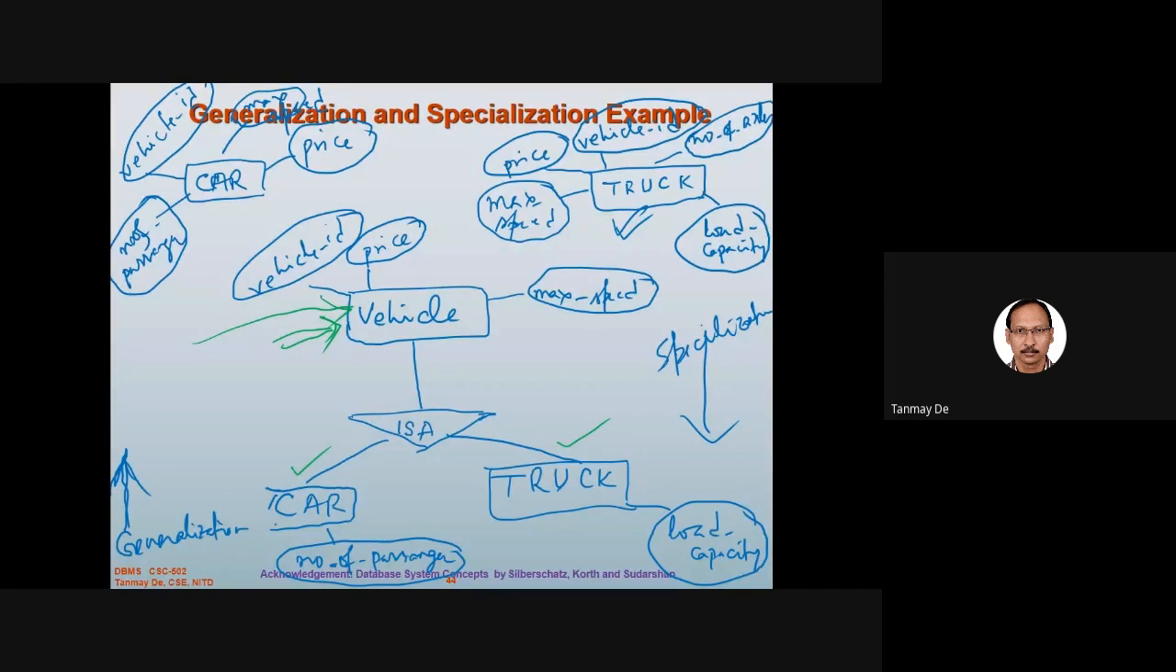If all the vehicle entities in this vehicle entity set participate either in the car or in the truck, meaning all the entities of the vehicle are present in the car or truck, then it is a total participation. If there are some vehicles that are not a type of car or a type of truck, such vehicle entities do not belong to car or truck. At that time, the participation of the vehicles is partial.